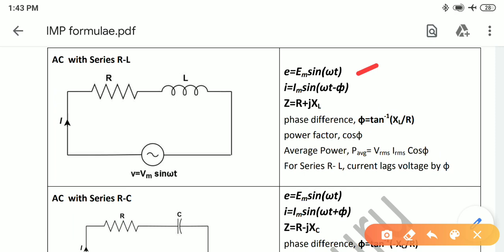So that is given by an angle of phi, where phi is nothing but tan inverse of XL by R. So the impedance of the circuit is Z is equal to R plus jXL. And for series RL circuit, current lags the voltage by phi, where phi is tan inverse of XL by R. And the average power is Vrms into Irms cos phi. And the power factor is cos phi, where phi is the tan inverse of XL by R.